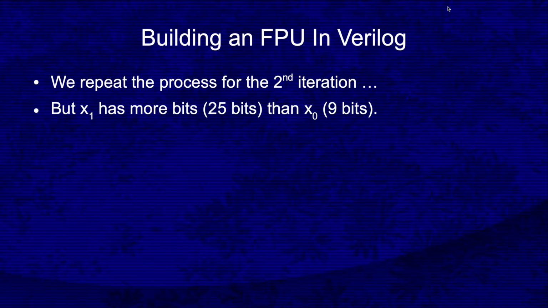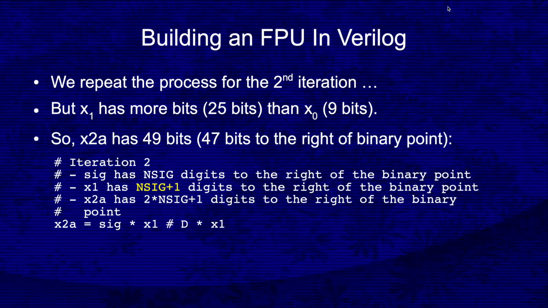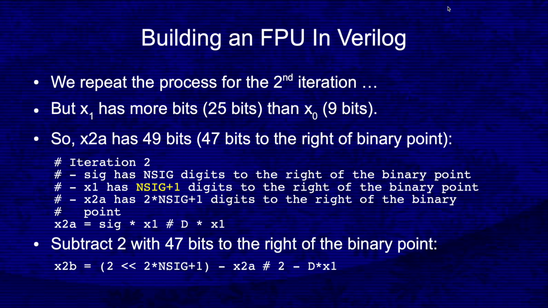Our x sub 0 value has 9 bits, 8 bits to the right of the binary point. The value x sub 1 has 25 bits, and 24 of those bits are to the right of the binary point. So when we multiply d by x sub 1, we now get a 49-bit product. 47 of these bits are to the right of the binary point. This iteration, we subtract the product from the value 2, which also needs to have 47 bits to the right of the binary point.